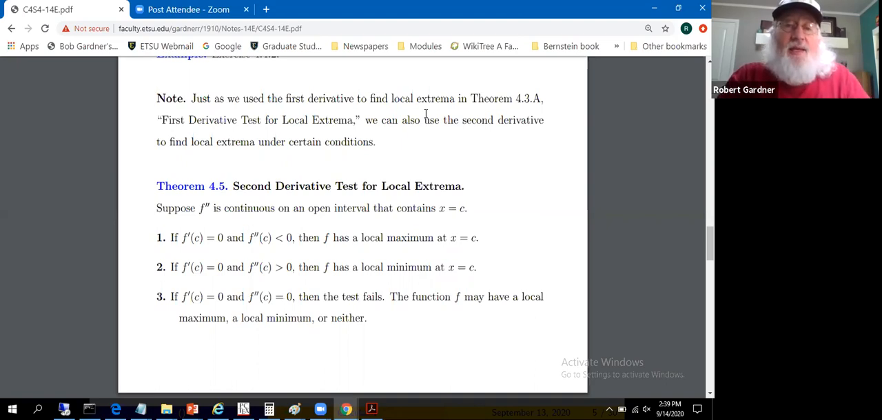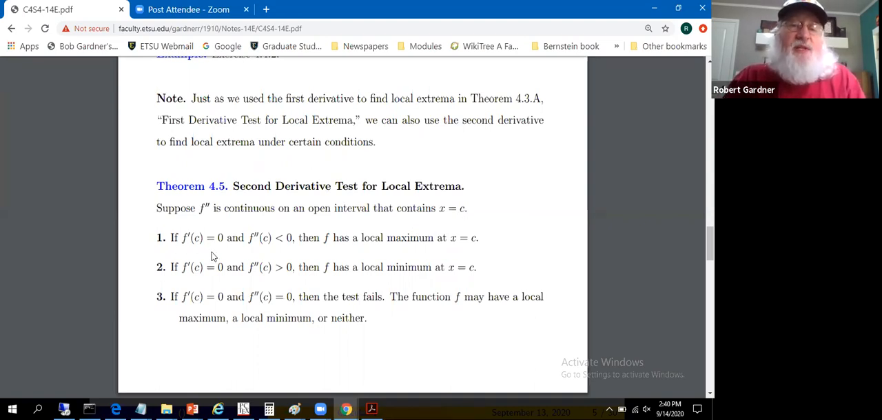Now, the extrema will still occur at critical points. So the critical points, they'll still come from the first derivative. Theorem 4.5, second derivative test for local extrema, says suppose f double prime, the second derivative of f, is continuous on an open interval that contains x equals c, apparently including c itself because it didn't say otherwise.